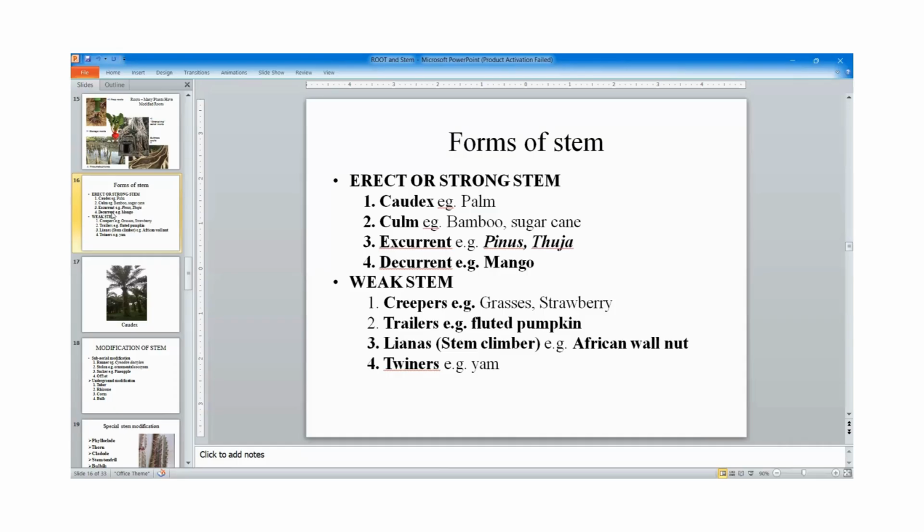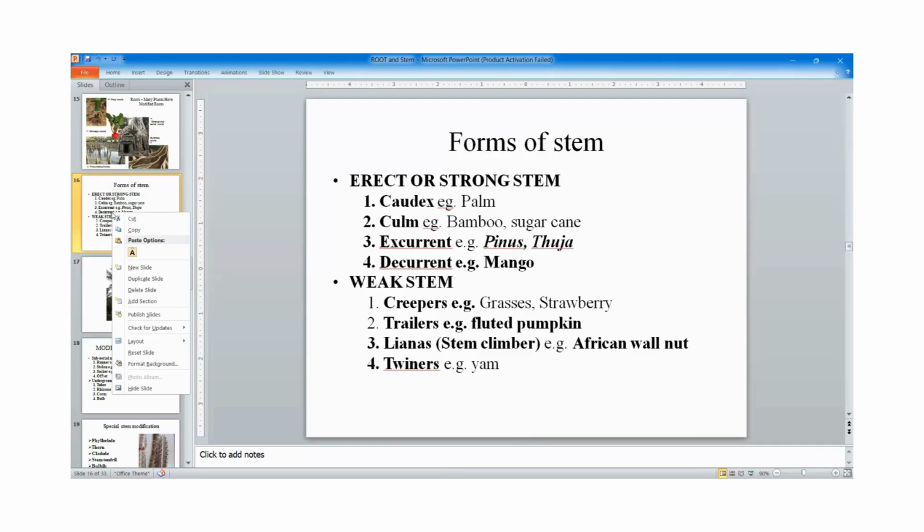Then we have culm. This stem is segmented, e.g. sugarcane and bamboo. And we have excurrent. This one forms something like a cone, like what you have in thuja, which we normally call Christmas tree. And we have the decurrent. In this case, we have a trunk and a crown at the top, where branches come up. E.g., you have mango tree, neem tree.